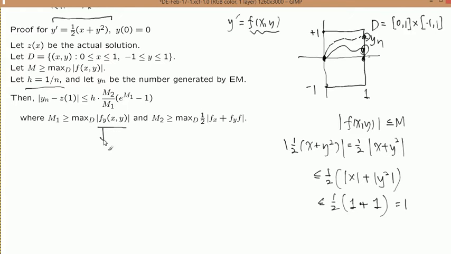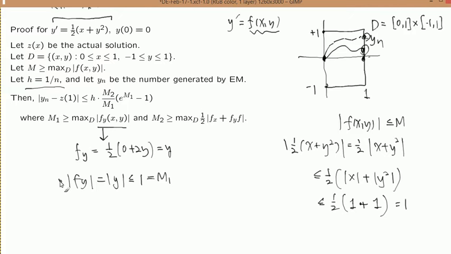Let's compute that partial. What is the partial of that one, fy? It's 1/2 times (0 plus 2y), right? So that's just y in there. So how does this fy grow within that box if it is simply the absolute value of y? Y varies from 0 to 1, or 0 to negative 1, so the absolute value will always be less than 1, right? So I can choose that m1 to be 1.